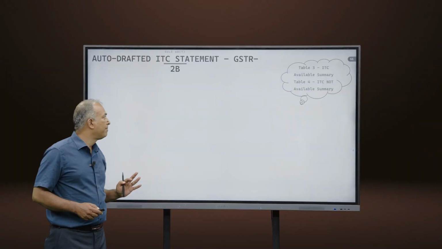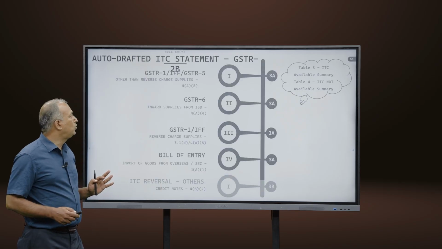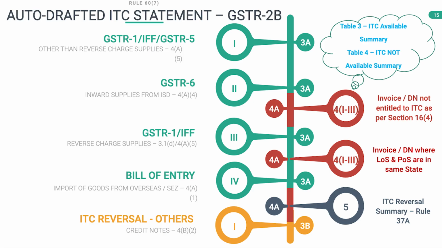Now come to the GSTR 2B part. It has 3A 1, 2, 3, 4, and it has a 3B1, which is actually the reversal. That is, these are the credit entries. If you recall that I told you, 3A1 is actually similar to part A of your GSTR 2A. 3A2 is similar to part B. 3A4 is similar to part D of your GSTR 2A.